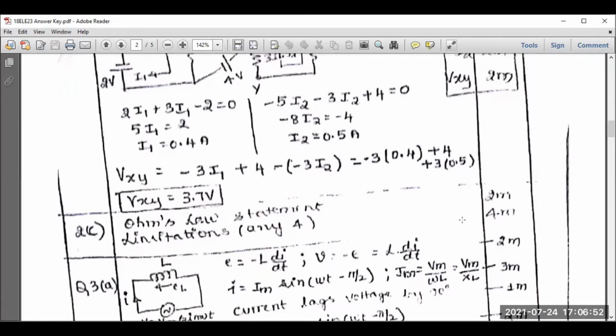Ohm's law limitations, you can refer to my notes and understand. I already explained Ohm's law. Okay, you can go through those particular notes. You will get the particular answer. Okay, 2 plus 4. 2 for the statement and 4 for the limitations.